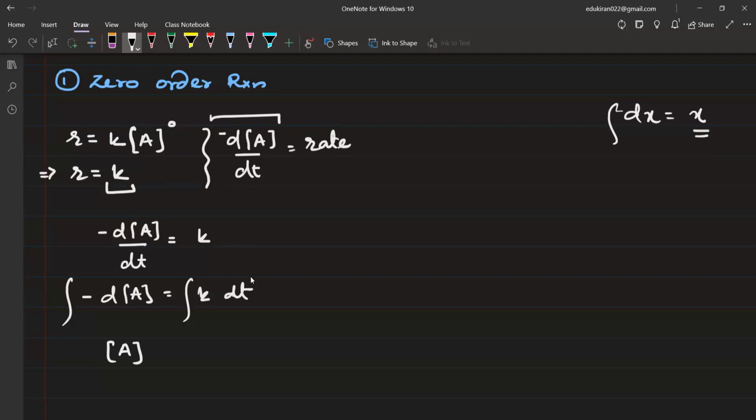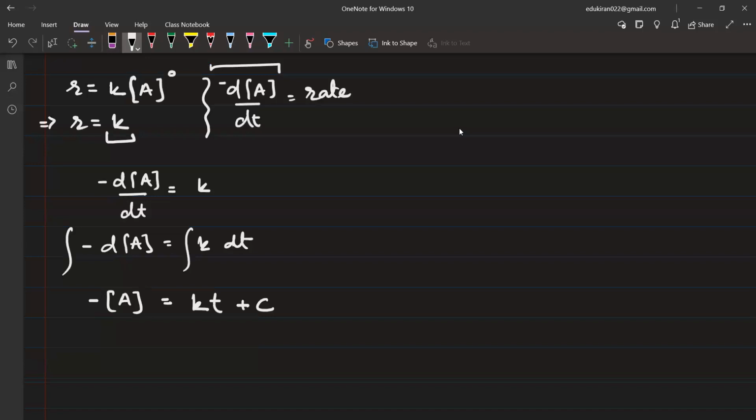All of you know this? Yes or no? Please tell me. Does everyone know or not? Yes, sir. Integration of dx is equal to x. So the minus sign will already be there. And K dt: K is a constant so it stays away, and the integration of dt will be only t. Now we have done indefinite integration. That is why there will be a constant added. Now let us see what this constant is.